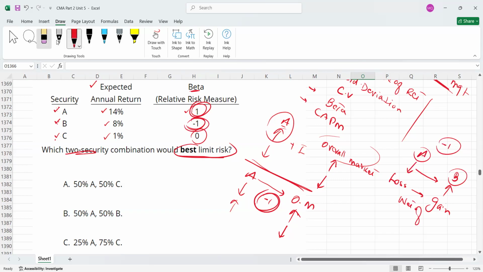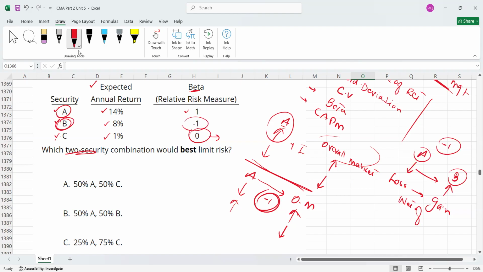Now if you look here, the security C has a beta of zero. Zero beta means it has no correlation, so we cannot find the correlation between company C and the overall market. So what is the best combination where you can eliminate the risk? It should be investment A and investment B. Because if you make a loss on investment A, you will make a gain on investment B, right? This is how you can net off.